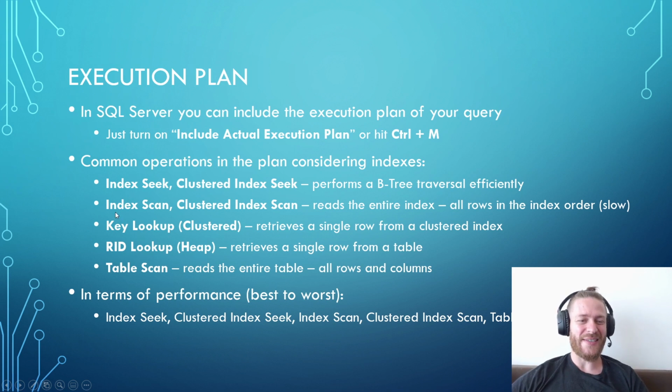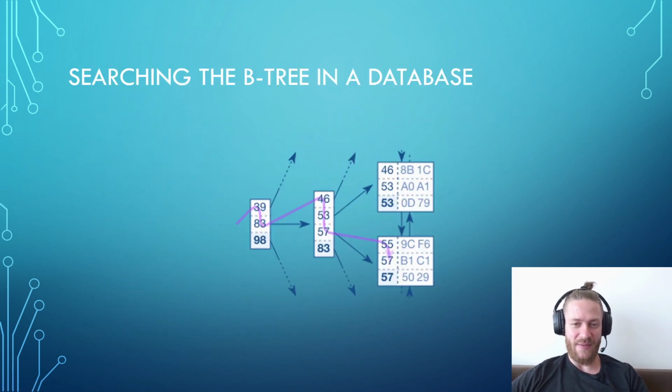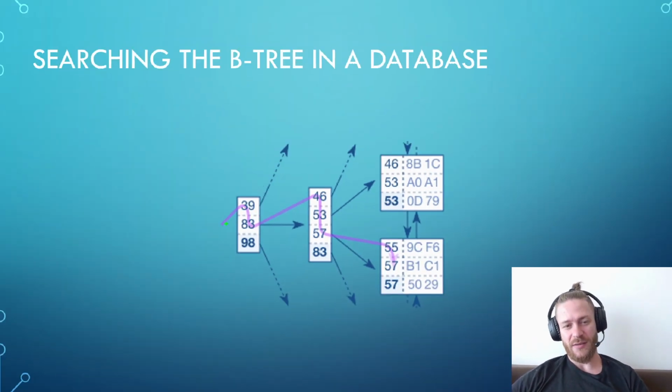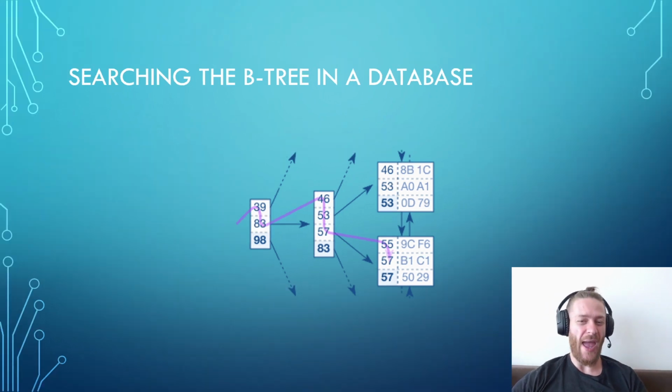Then there is an index scan or clustered index scan, which reads the entire index, all rows in the index order. So considering the seek and the scan, because they are very similar in terms of words, the seek is efficient because it does the same thing we saw here. It searches in the index directly and eliminates potential nodes which would not have the data we are searching for.